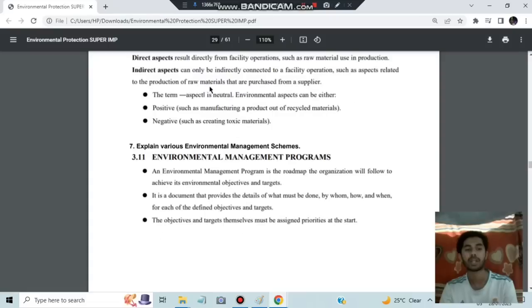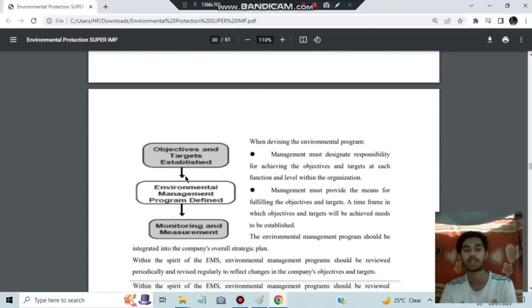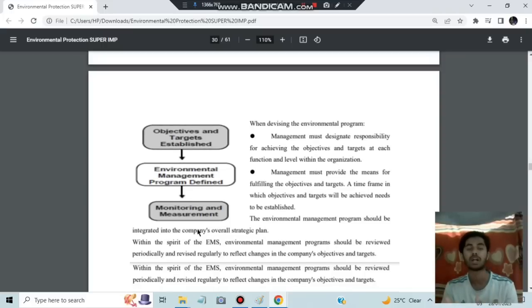Go through it. Next question: explain the various environmental management schemes or programs. Okay, there are many programs which will help the environment to be managed in a proper way. So the objectives and targets will be given, project management will be defined and monitoring will be there, like whatever is decided, is it going with the same spirit and speed, is it done within the deadline or not, is it optimized or not. All those things will be managed.